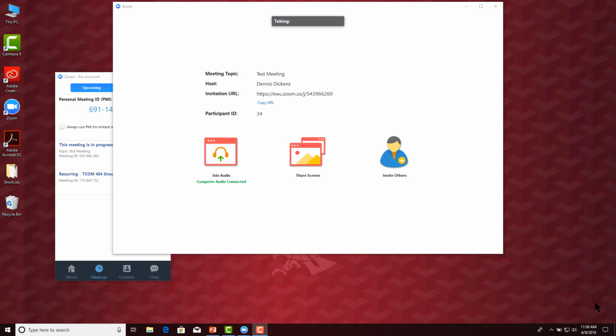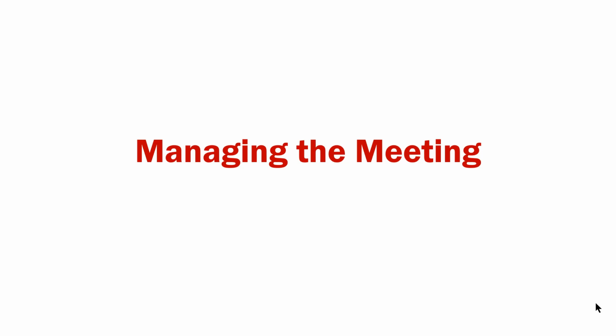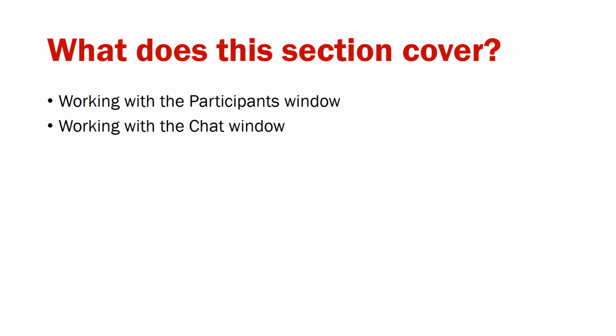This concludes the section about joining meetings and customizing displays. In addition to customizing how you display the participants and the meeting screen, you can also customize how you manage the meeting, especially if you are the host. The Participants window allows you to view and control what the participants can do. The chat window gives you an alternative communications channel that you can also control. In this section, we will cover working with the Participants window and working with the chat window.